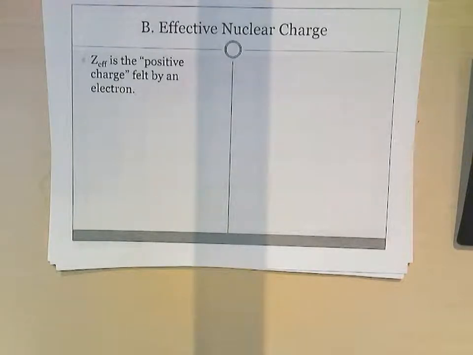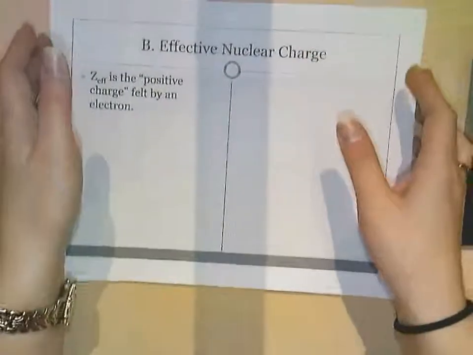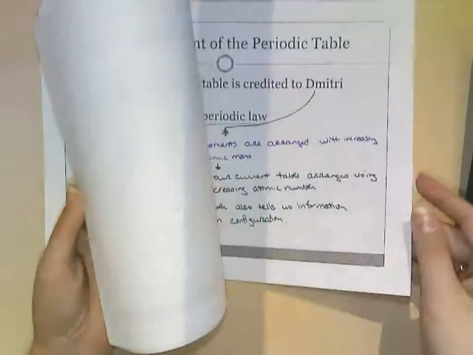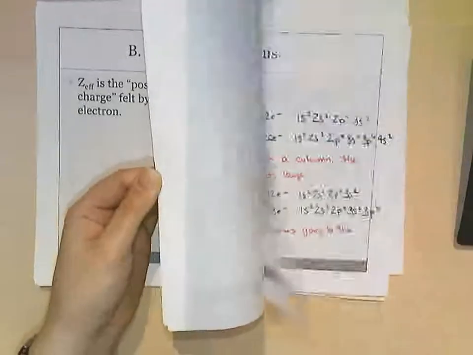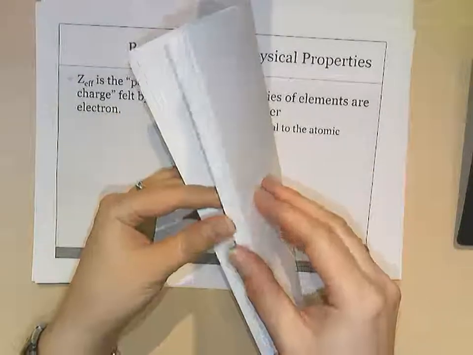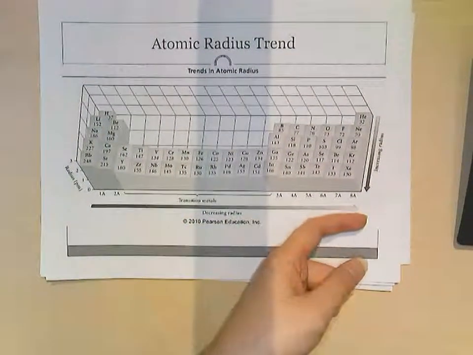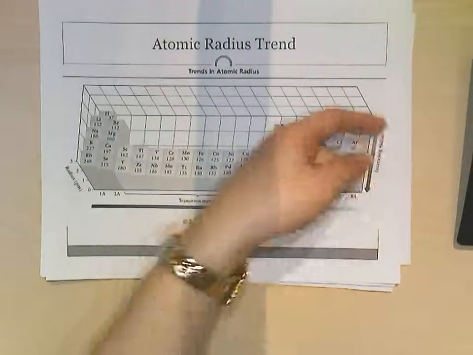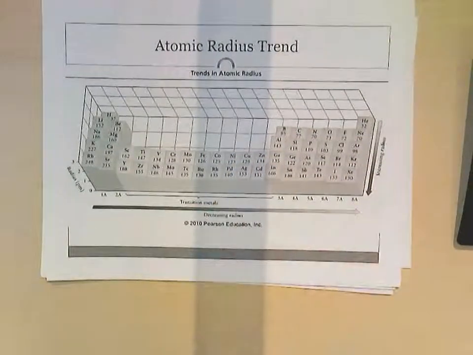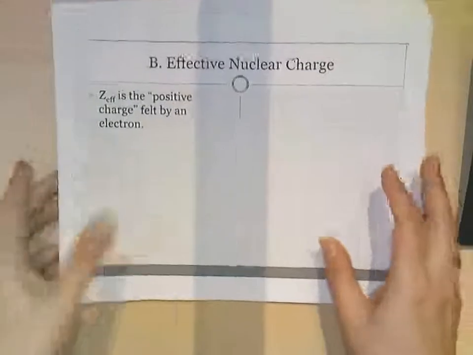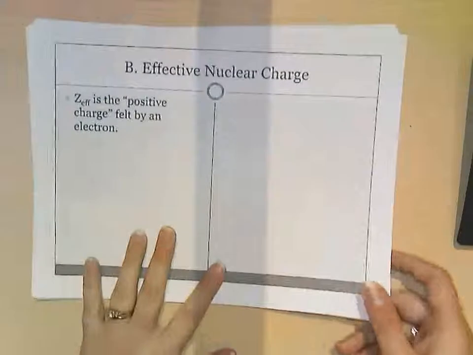All right, so the things we left off with the other day were trends of the periodic table. We talked about radius, and how radius decreases going left to right, and increases going top to bottom. Top to bottom because we have more electrons, left to right because the electrons get pulled in tighter. There are three other trends we're going to take a look at.